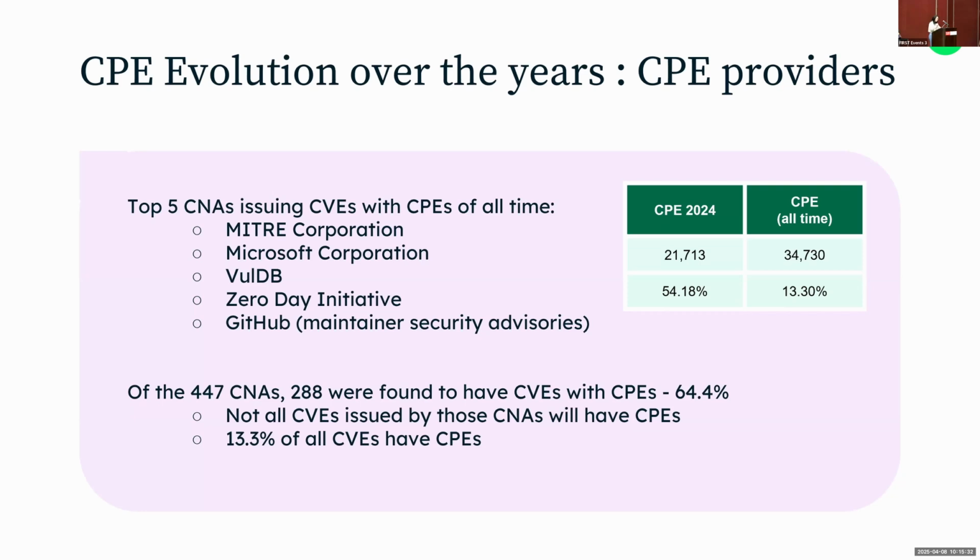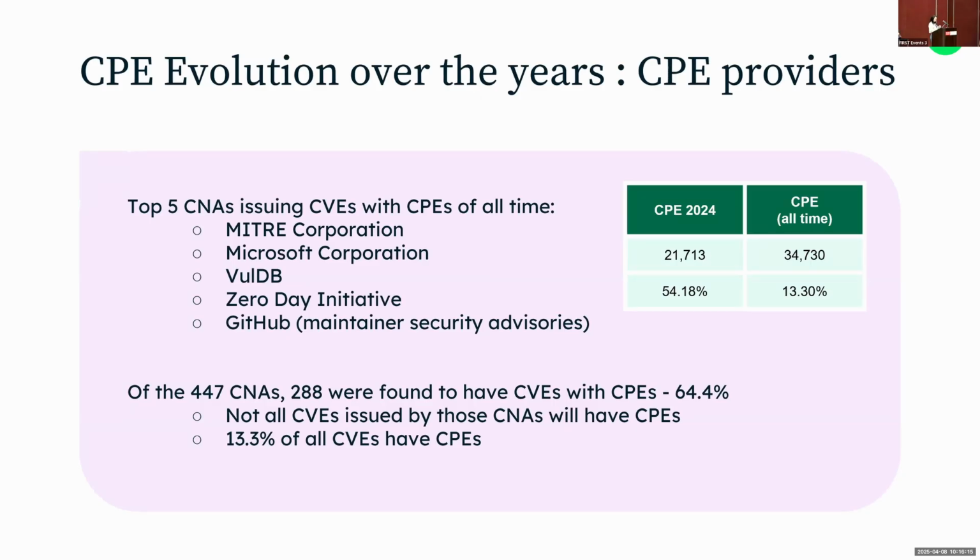And this could be due to their roles. So I've mentioned before, there are 447 CNAs in total, and we found that 288 CNAs are issuing CVEs with CPEs in them. Now, this is 64%, and initially this looks like a really strong number, but when you compare it to the percentage in 2024, there were only 54% of CVEs that included those CPEs. And then when you compare it to all CVEs issued ever, it's 13.3%. Now, why is there that huge discrepancy? And this, again, could be due to the roles that the CNAs have.